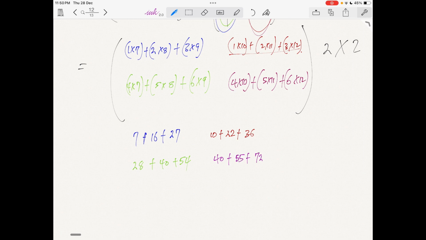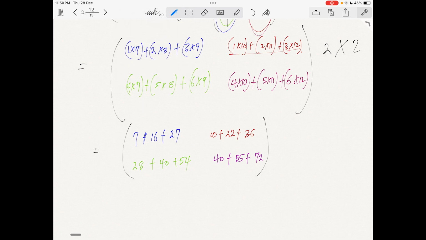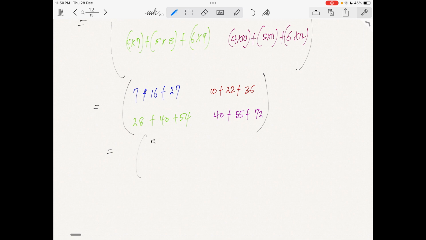As usual, let's go back to our black ink and this will result in 50, 68, 122, 167. So with this, we have our result to be a 2 by 2 matrix.